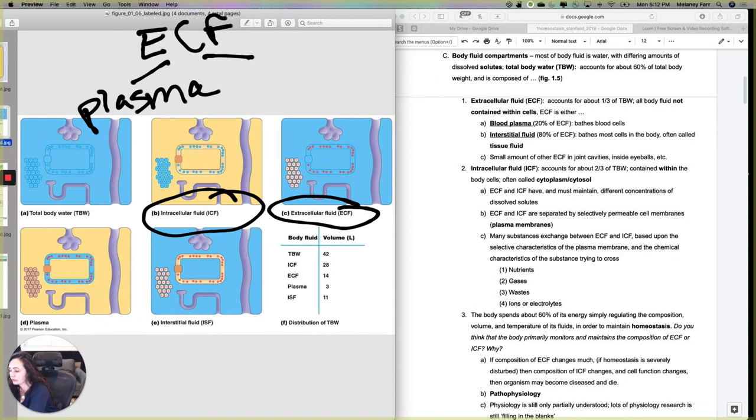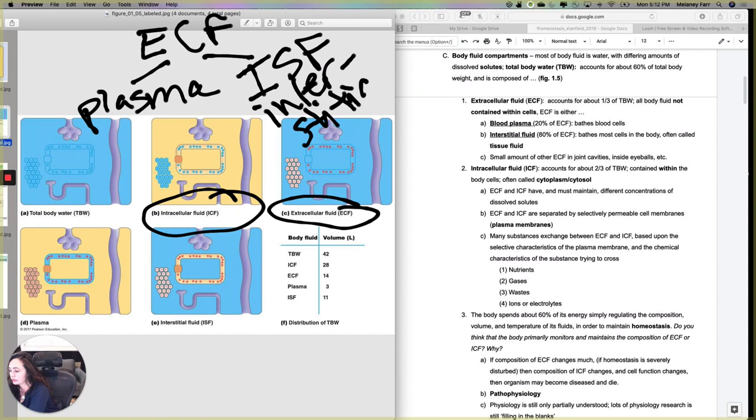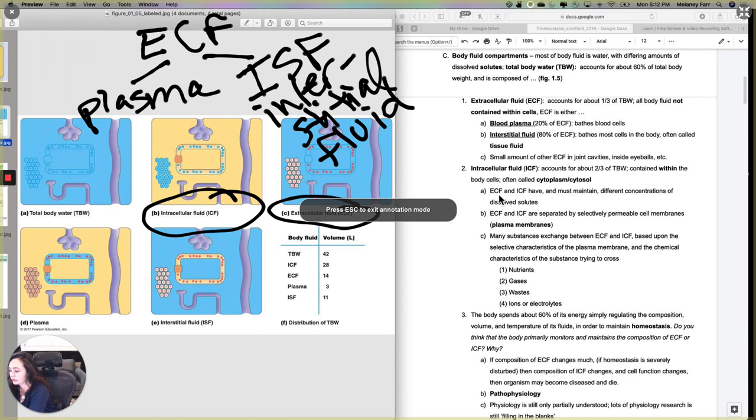And then the other fluid is the interstitial fluid. Those are both considered extracellular fluid. Interstitial fluid is any fluid that is extracellular fluid that is not blood plasma, pretty much. There's a little bit of other weird fluids in there. So blood plasma and interstitial fluid are those two.